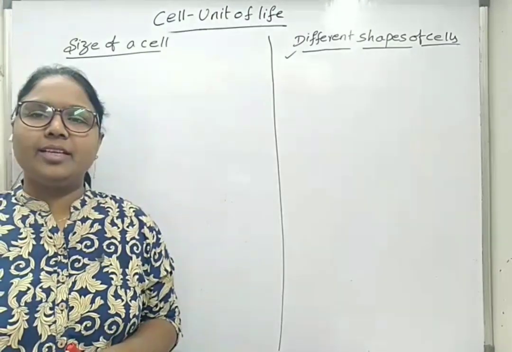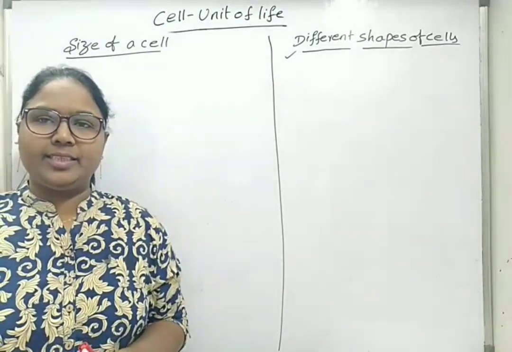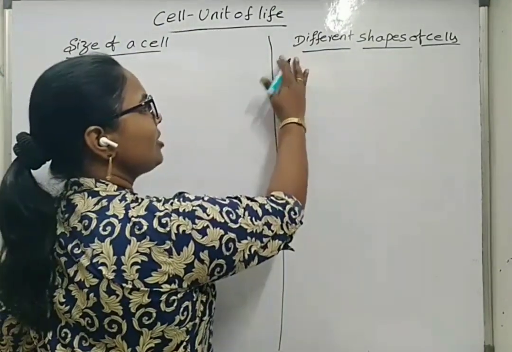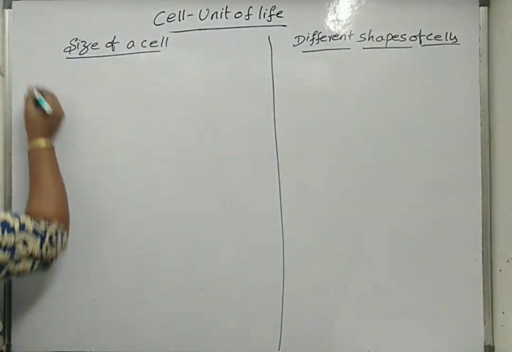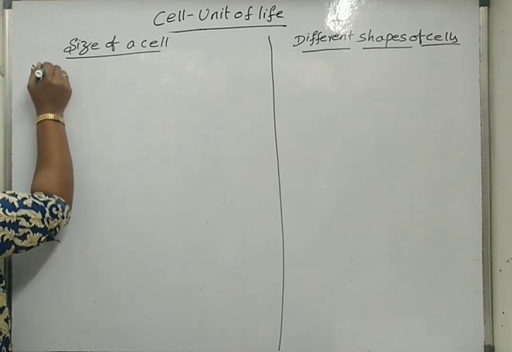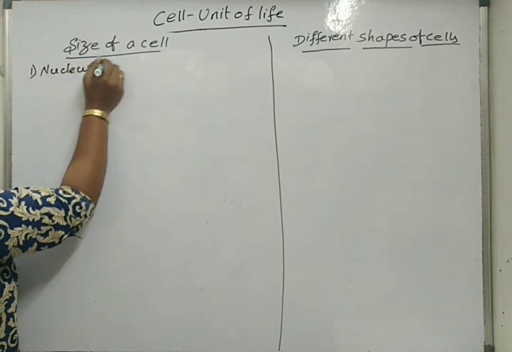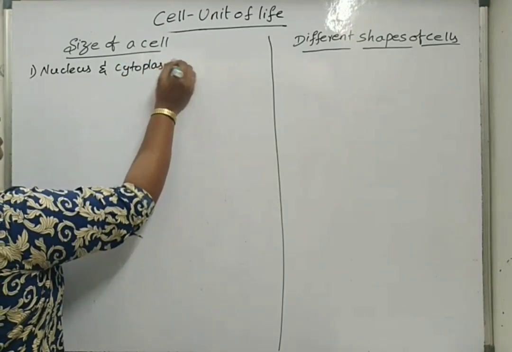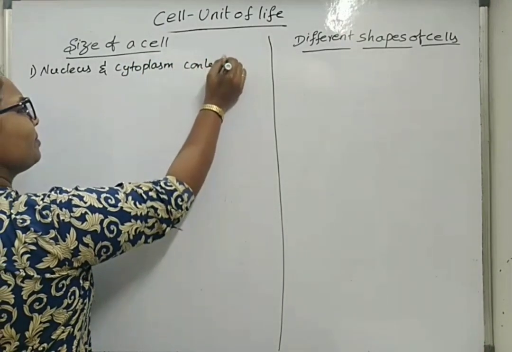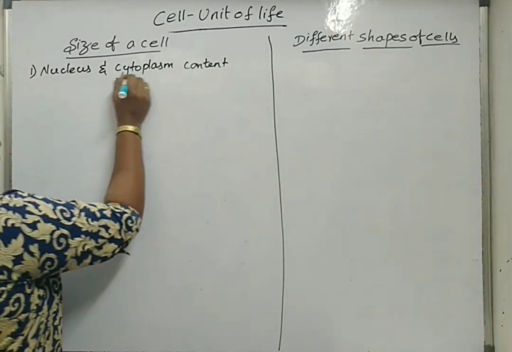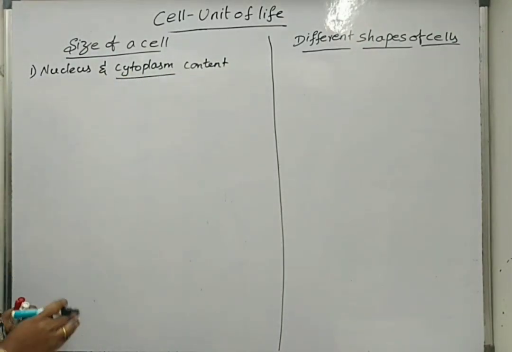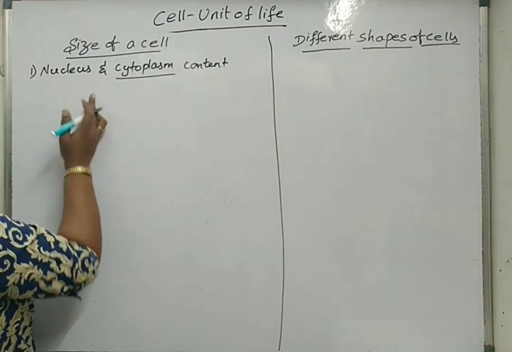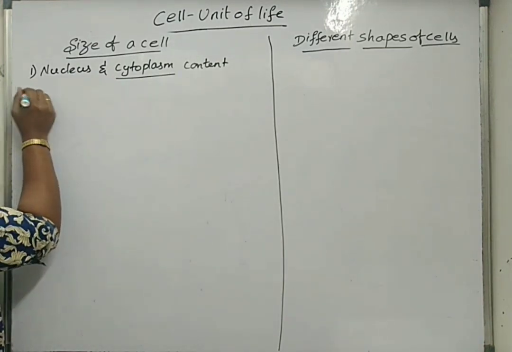Hello students, now we will learn about the factors that are affecting the size of the cell. And also later we will see what are the different shapes of cells. First one, size of a cell is affected by nucleus and cytoplasm content. As the cytoplasm volume or the content is increased and the size of the nucleus is increased, then the size of the cell will be increased.